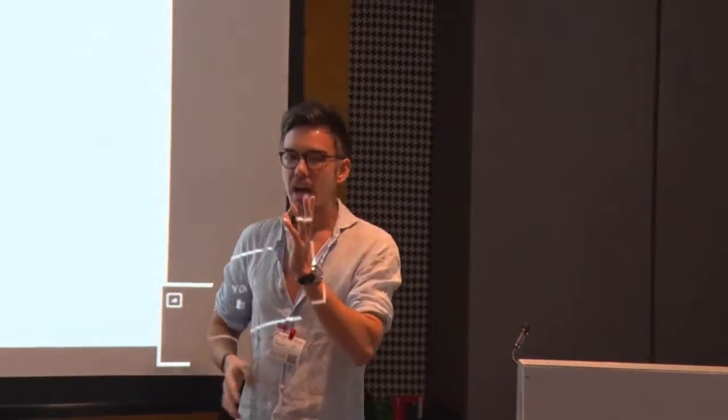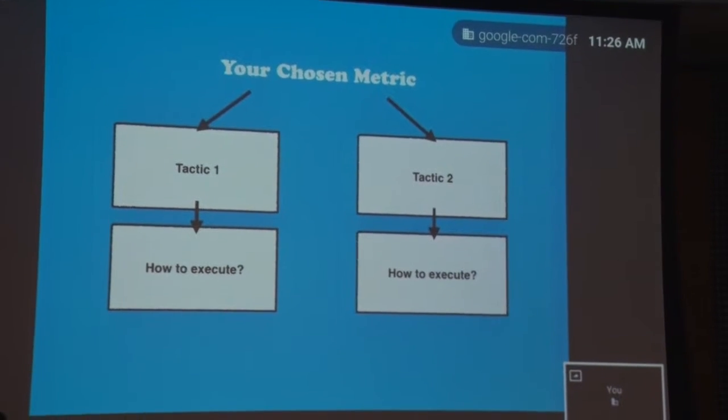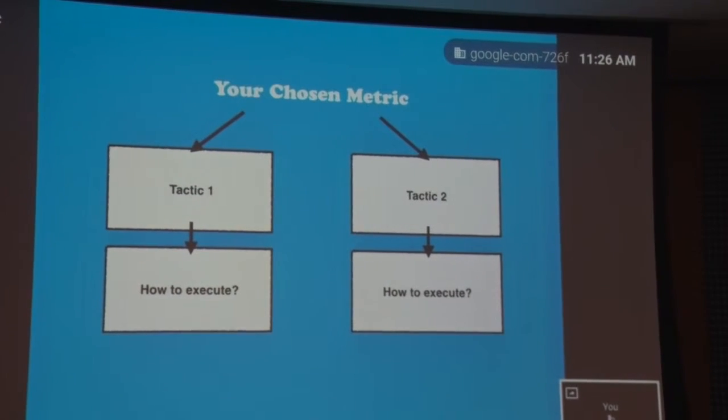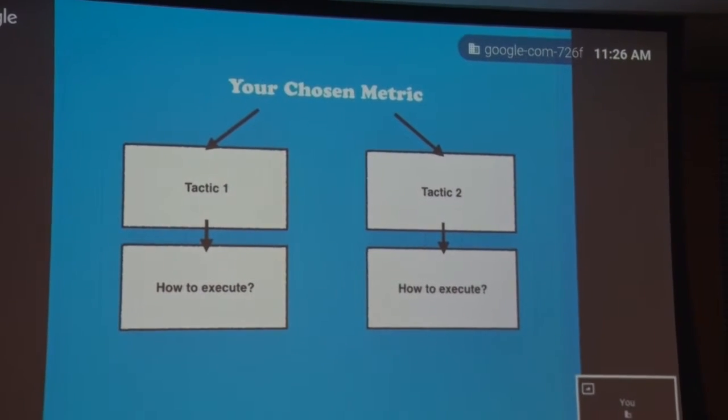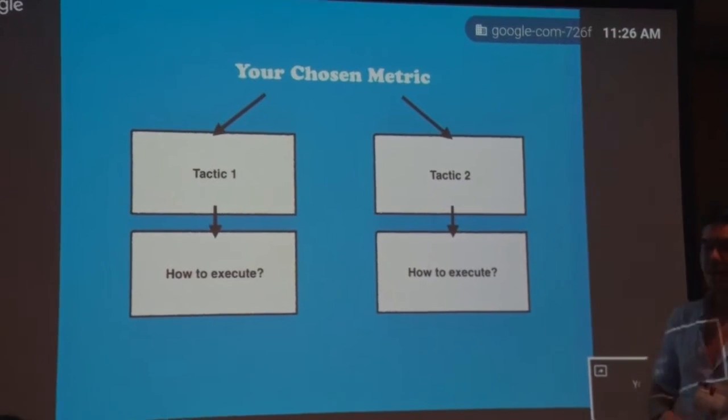Would we build a new feature? Would we hold some kind of event? Would we, etc., etc.? So, in your groups, choose one metric and try to come up with a couple of tactics that you would use. It's okay if you only have one, but if you have time, try to think of two tactics that you would use, or one tactic that you have two different executions for. That's up to you. And that's all.